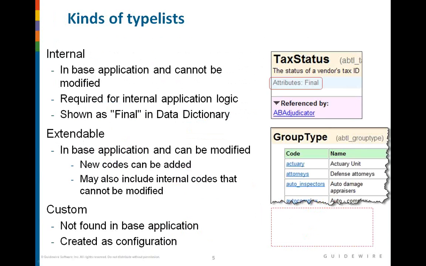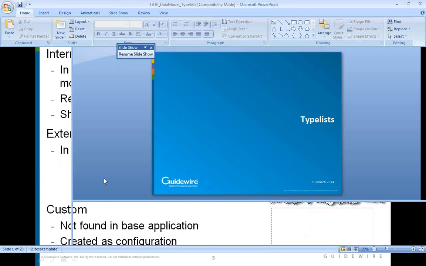Internal is a type list defined by the base application, a kind of base type list. You will not be able to edit or modify the existing type codes, and adding new entries is also not possible. The base application cannot be modified. It is used for internal application logic, so it shows the final attribute.